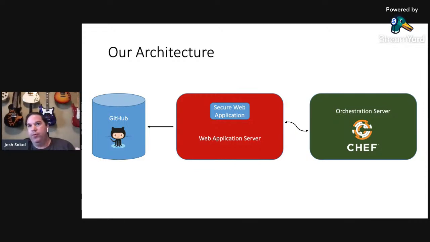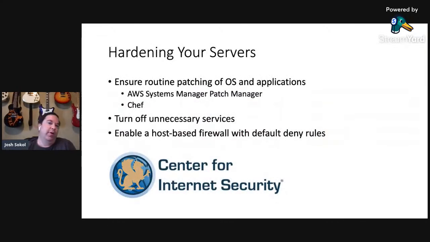Now, when it comes to our servers, obviously we want to make sure that they're hardened, that nobody's going to be able to hack into those. So a few things that we should consider. The first is routine patching of the OS and the applications. In the AWS cloud, you have something called AWS Systems Manager Patch Manager, which you can use to apply patches to different systems. You can also use Chef to do automated patching of those different systems.